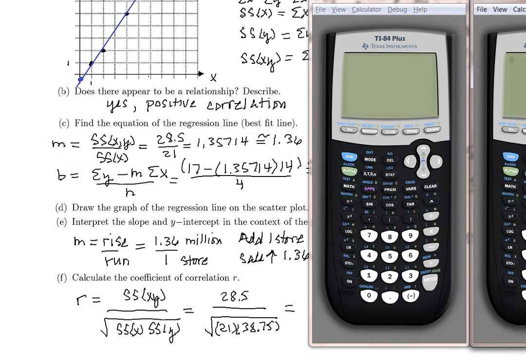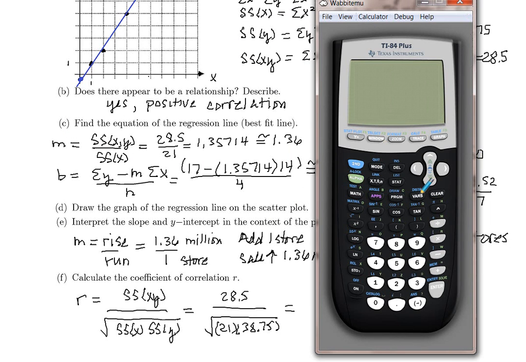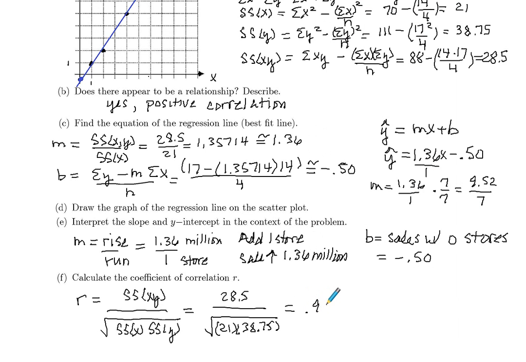Calculator turned off on me here. Okay, so let's see, 28.5 divided by, second of x squared gives us our square root, and we want 21 times 38.75, and that is all inside the square root. 0.999. Okay, so that makes sense. And this is really close to 1. So notice that this is approximately equal to 1.